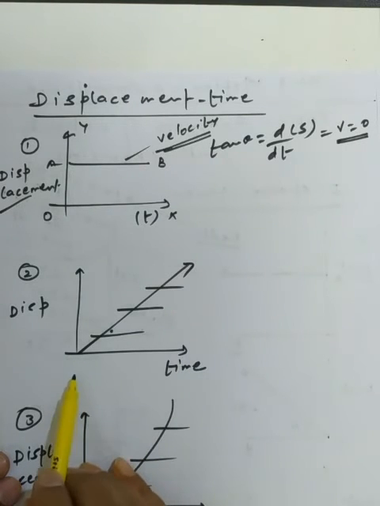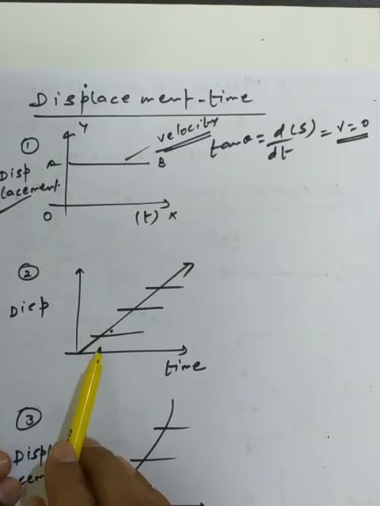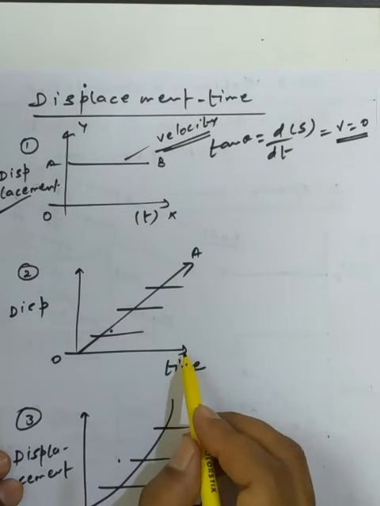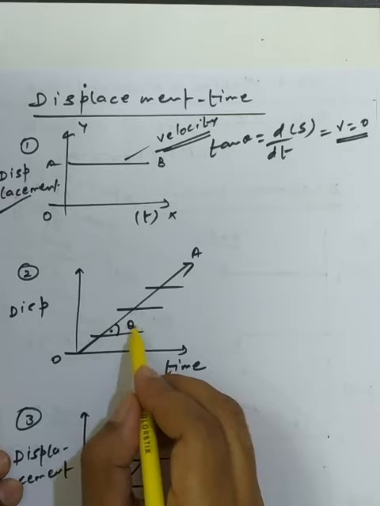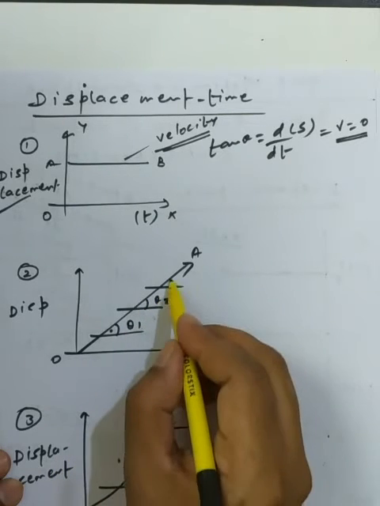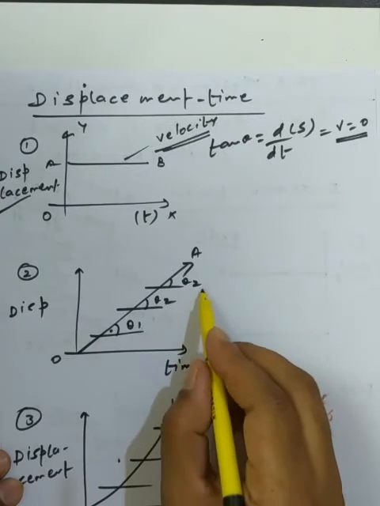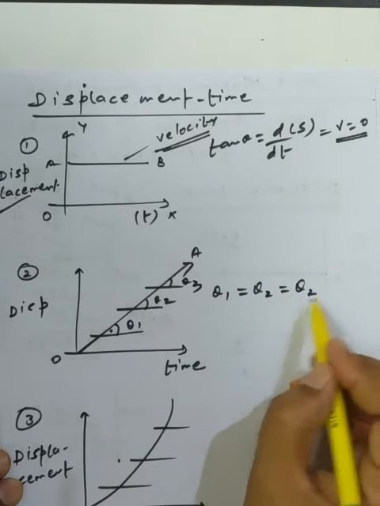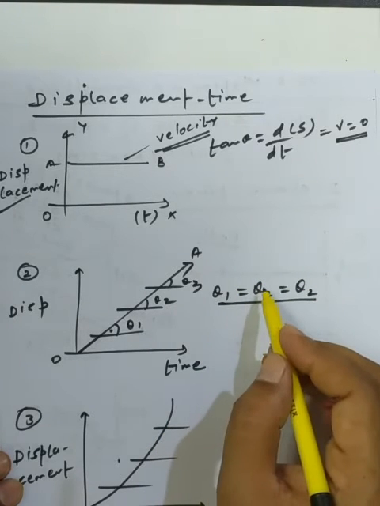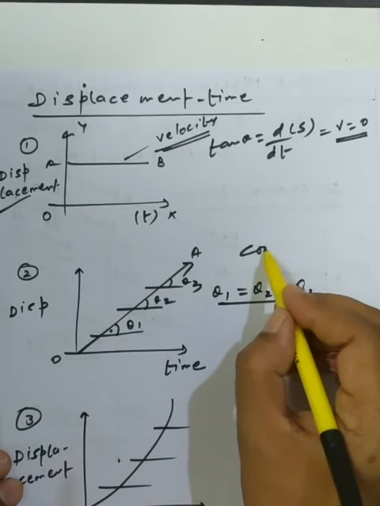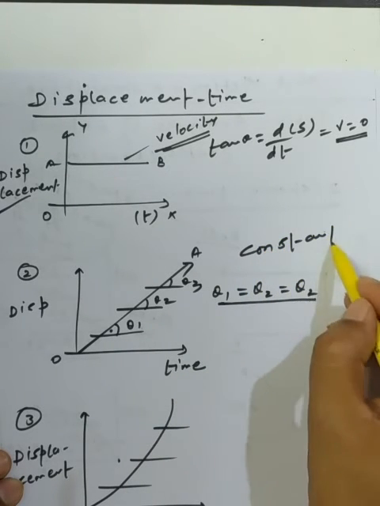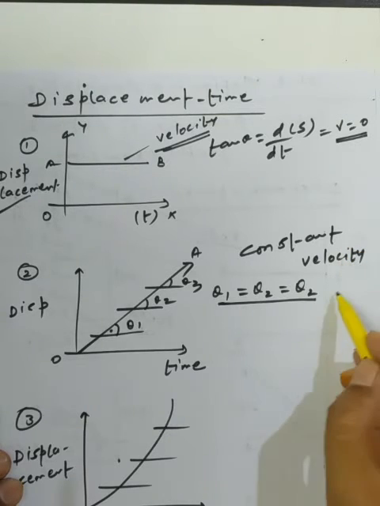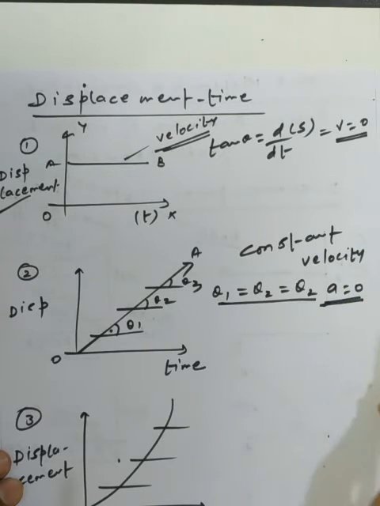Now here we have the second displacement-time graph, in which the line OA is a straight line inclined to the time axis. At each place, if you take the slope of the graph, theta 1, theta 2, theta 3, all are equal to each other. Theta 1 equals theta 2 equals theta 3, that is the slope of the graph. So it represents constant velocity along with zero acceleration. The acceleration will be 0 in this portion.